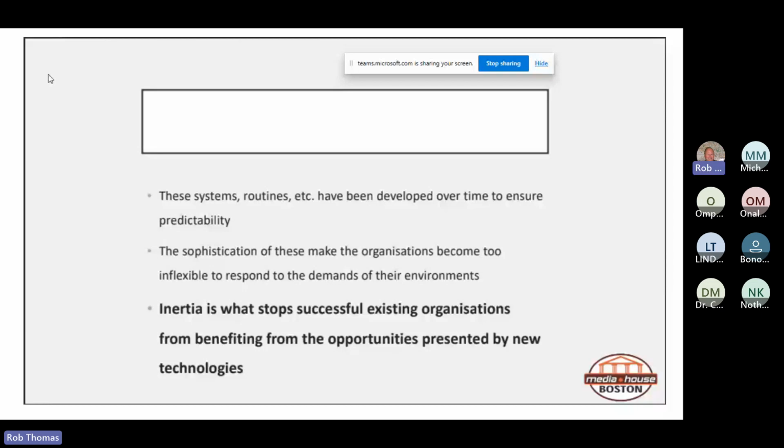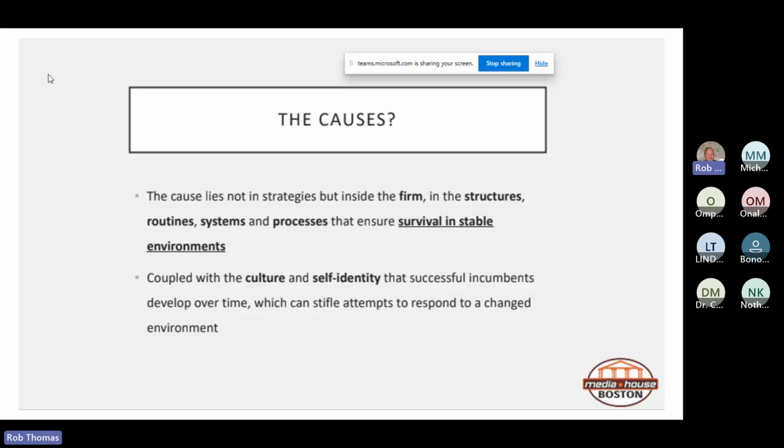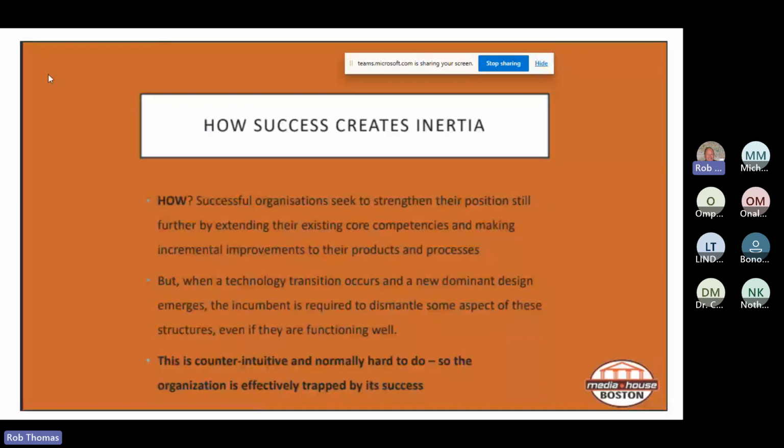You could argue these are some of the causes of inertia. Guys, it could be strategy. It could be the company's in the wrong location. You can see over here, okay? So going back or going forward.